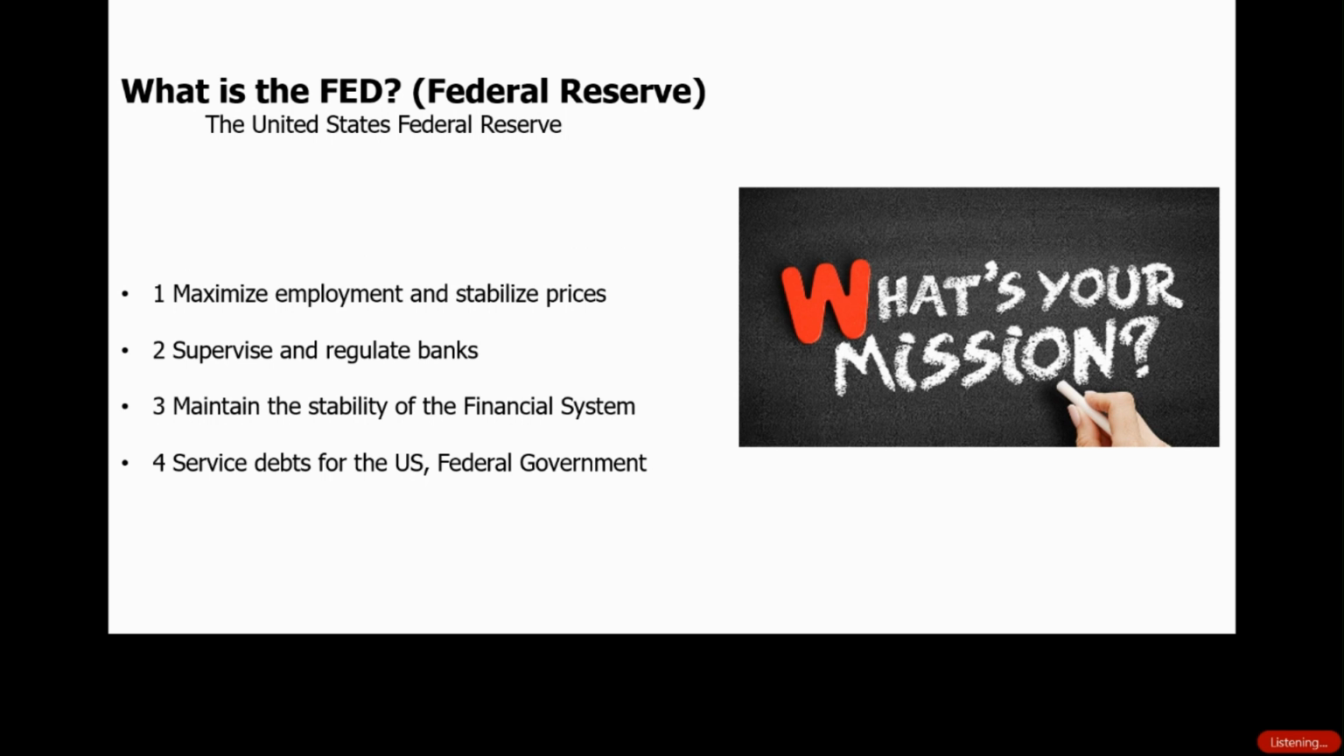These are the four things that the Fed really tries to accomplish. They want to maximize employment, stabilize prices, supervise and regulate banks, maintain the stability of the financial system, and they are also there to service the debts for the US federal government. So the thing that we are really going to focus on for this lesson, because it relates to stocks and bonds and investing, is maintaining the stability of the financial system.